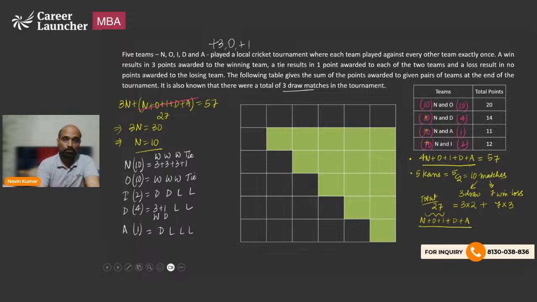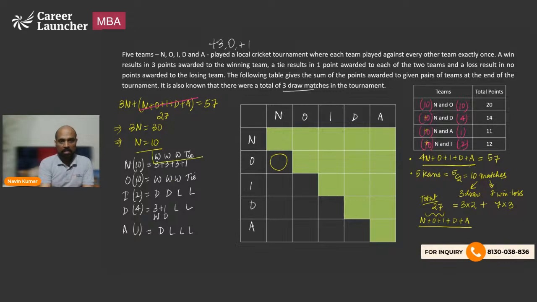Now, we are supposed to fill in which team played against which team. That we already know. Each team plays against every other team. Now, for the match between a pair of teams, who was the winner? That's what we need to find out now. So, let's look at this particular match, the match between N and O.